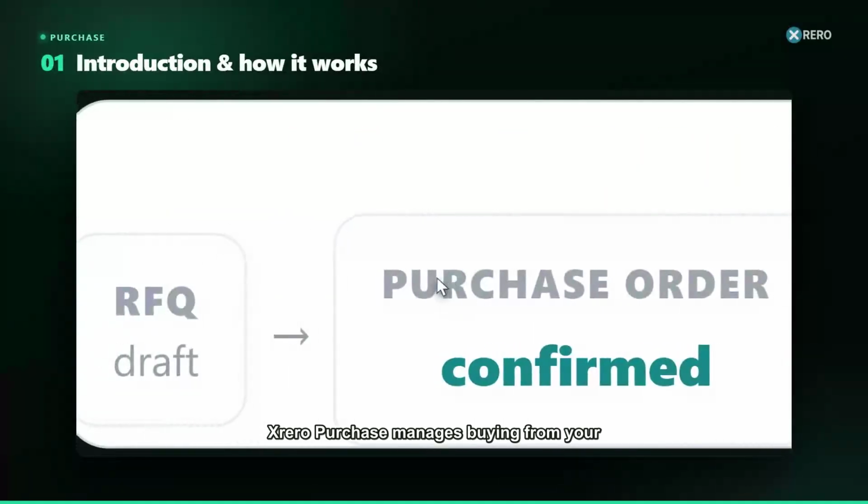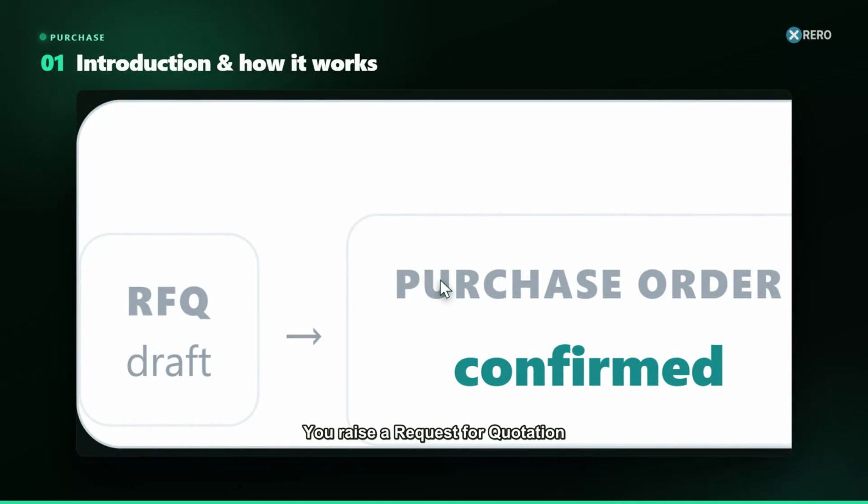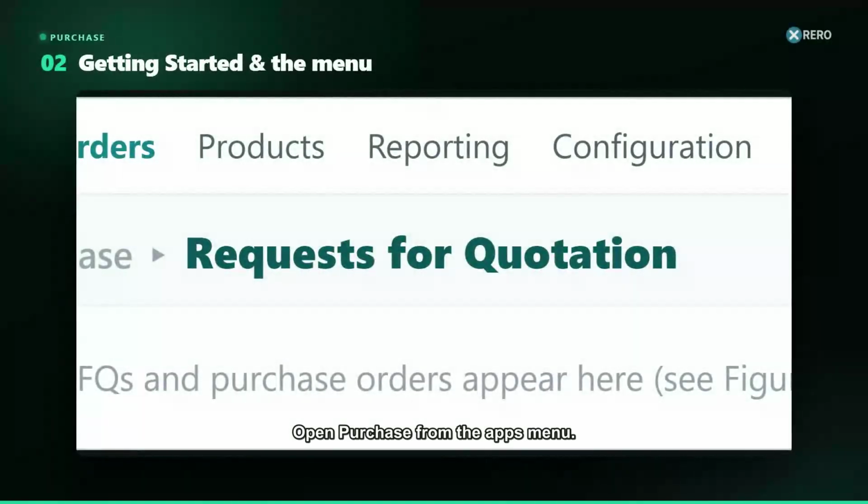Xrero Purchase manages buying from your vendors. You raise a request for quotation, RFQ, send it to suppliers, and when you agree on price, it becomes a purchase order, PO. Open Purchase from the Apps menu.